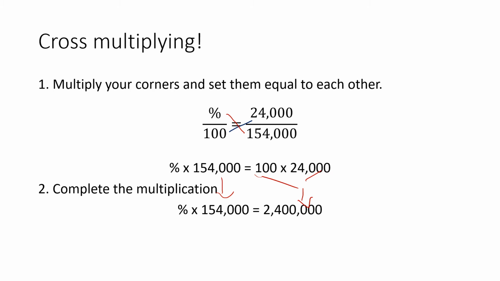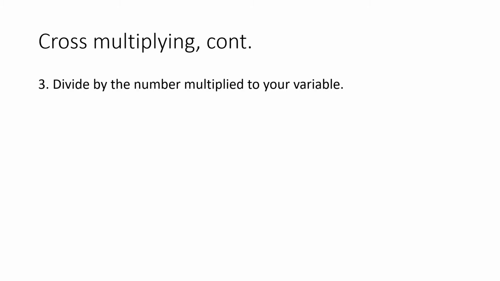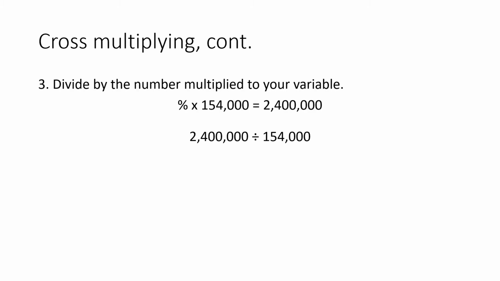So far, so good. Now, to finish our problem, we need to divide. We divide by the number that's multiplied to your variable. Do you guys remember what a variable is? The variable is your mystery number. This is what you're trying to solve for.